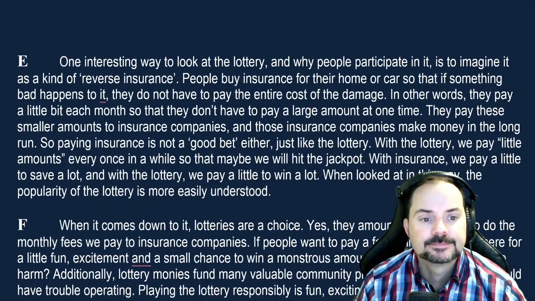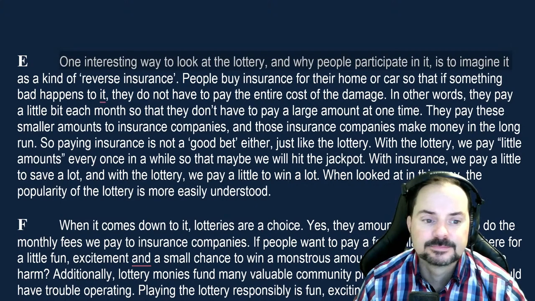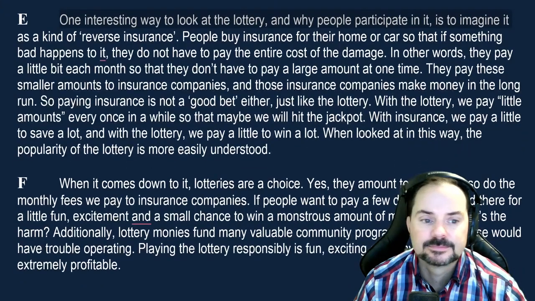One interesting way to look at the lottery and why people participate in it is to imagine it as a kind of reverse insurance. People buy insurance for their home or car so that if something bad happens to it, they do not have to pay the entire cost of the damage. In other words, they pay a little bit each month so that they don't have to pay a large amount at one time. They pay these smaller amounts to insurance companies, and those insurance companies make money in the long run. So paying insurance is not a good bet either.